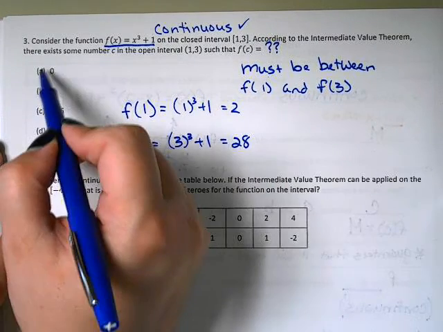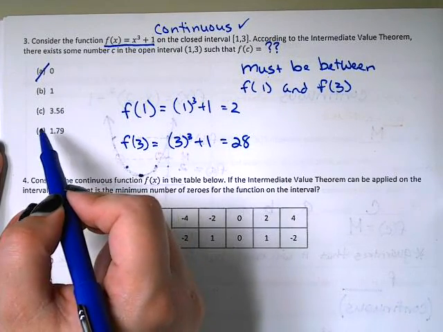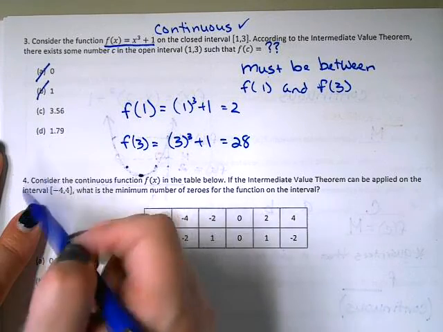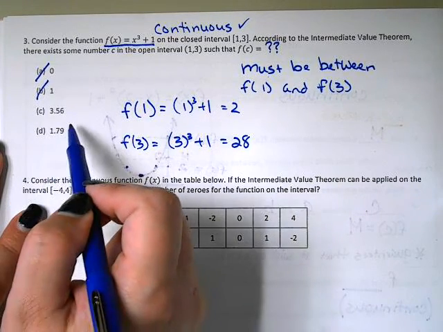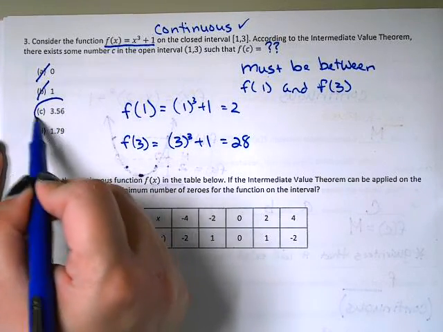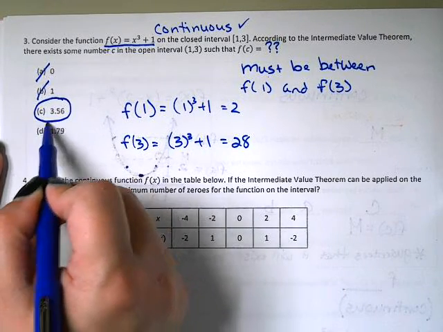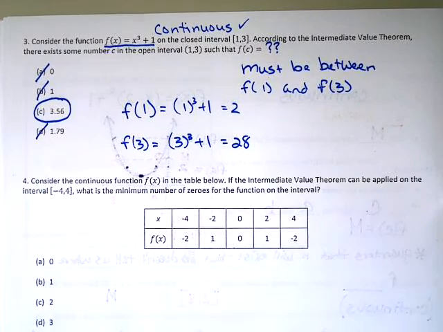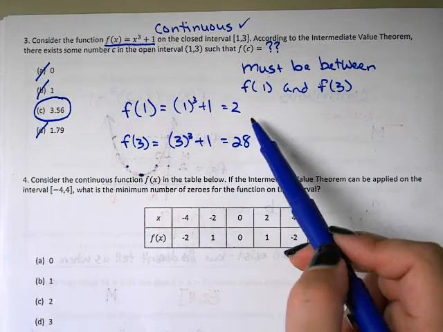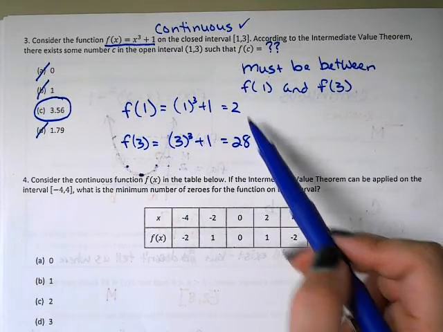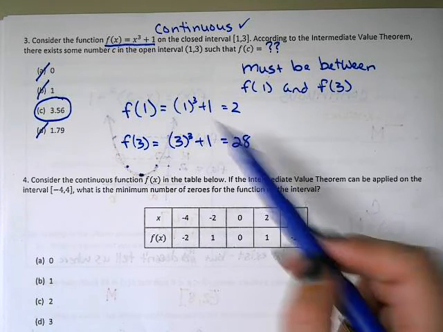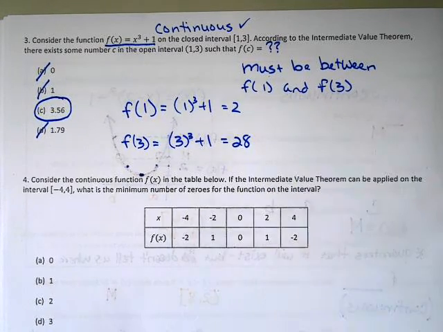Well, 0 does not fall in there. 1 does not fall in there. 3.56, that does. And 1.79 does not. So our answer must be C. 3.56 falls between 2 and 28. So that must be a value according to the IVT.